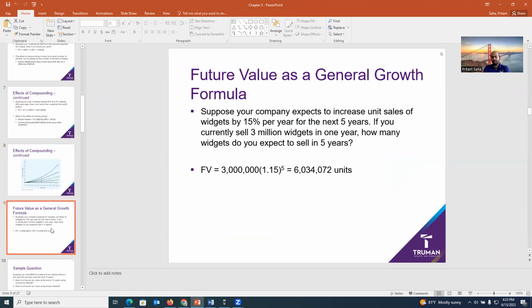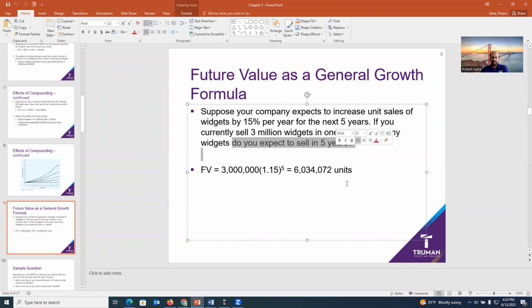Now, future value as a general growth formula. Let's talk about this problem. Suppose your company expects to increase unit sales by 15% per year for the next 5 years. If you currently sell 3 million, so we're not talking about cash flows, we're talking about your sales units, in terms of growth. How many can you expect to sell in 5 years? Pretty easy. Each year it grows by 15%. So you're selling 1.15 to the power 5 times the current amount. So you're expected to sell this much at the end of 5 years.